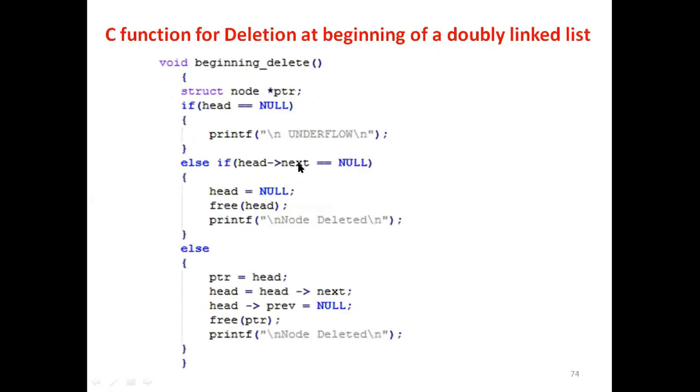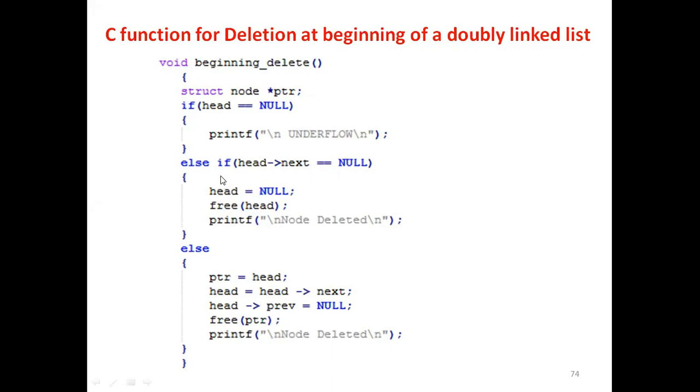Then the C function for deletion at the beginning of a doubly linked list is here. You can see this is the name of the function, void beginning delete. Then the pointer is declared, struct node star ptr, then checking whether the linked list is empty or not. If head is null, then it is empty, so you just print this message, underflow. Else if there are two nodes, we are also checking this condition. Else if the head next equals to null, then what to do?